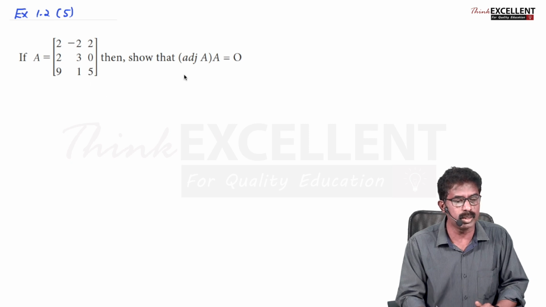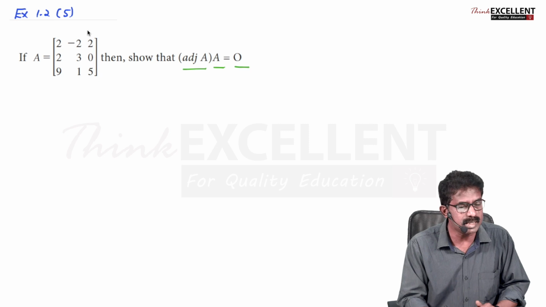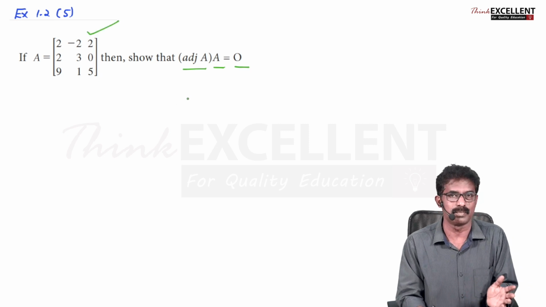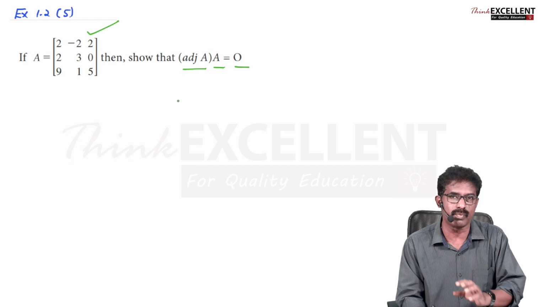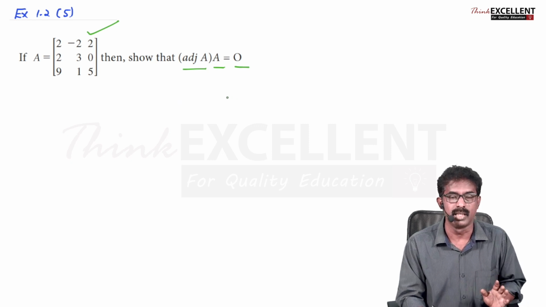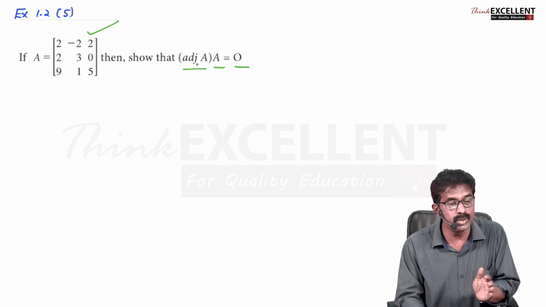A is given. Show that adjoint A into A equal to 0. You find adjoint A. Find all the cofactors. You need practice. Okay. Find all the cofactors. Cofactor matrix transpose, that is adjoint A. Then adjoint A into A.